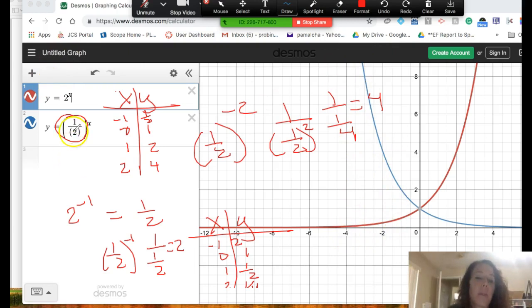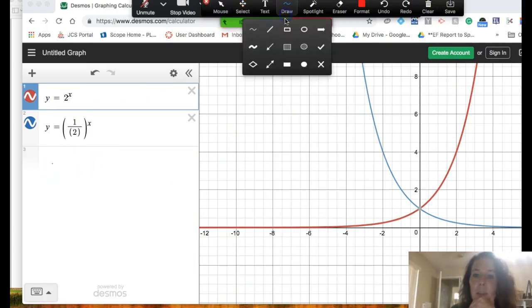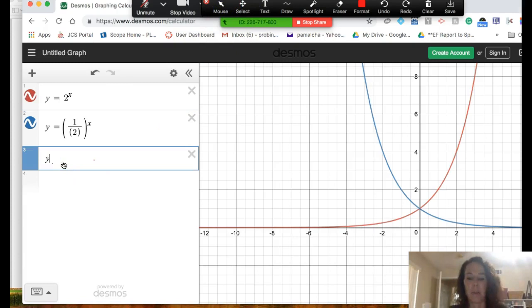So that's why when your base is a fraction, you get decay. You start out big, you get small. When your base is larger than 1, you start out small and you get big. Now your base can't be a negative number because then it's not exponential. Because when you take a negative number and you square it, you get a positive number. And when you take a negative number and you cube it, you get a negative number.